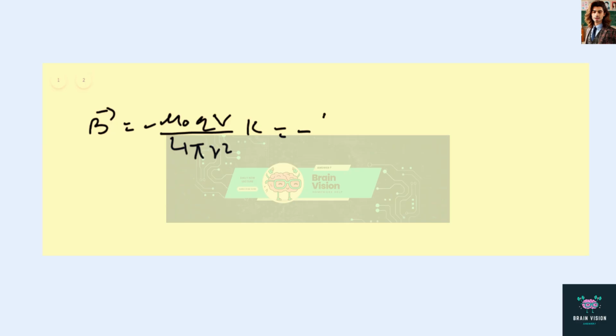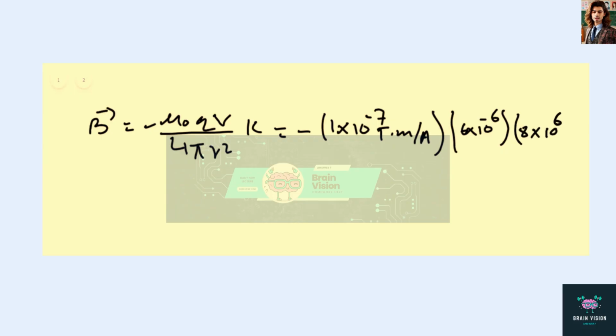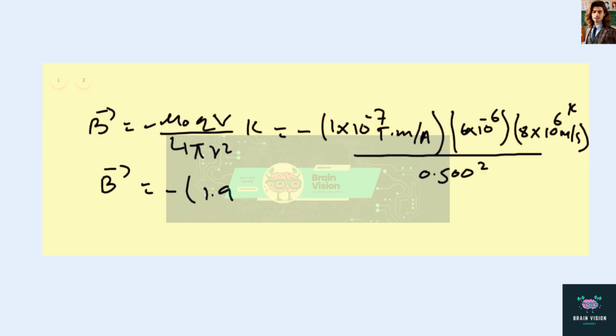Substituting the values, this is minus 1 times 10 to the power minus 7 tesla meter per ampere as mu naught, times the charge, which is 6 times 10 to the power minus 6 coulomb, times v, which is 8 times 10 to the power 6 meters per second, in the k direction, the whole vector, divided by r, which is 0.500 squared. From here we get B to be minus 1.92 times 10 to the power minus 5 tesla in the k direction.